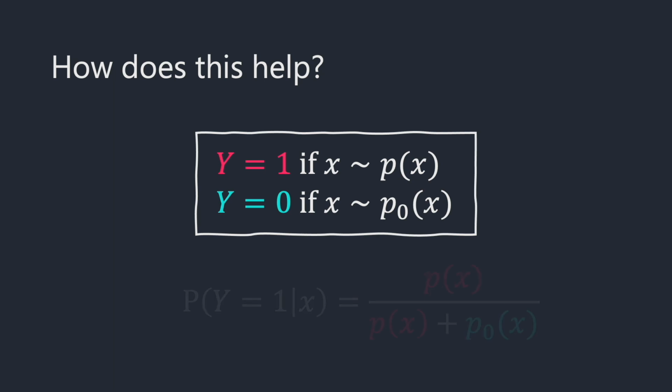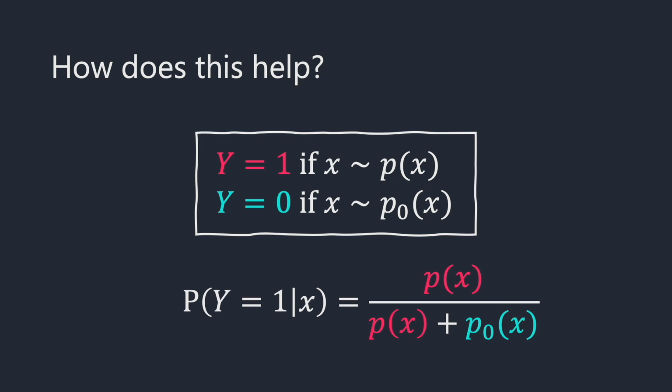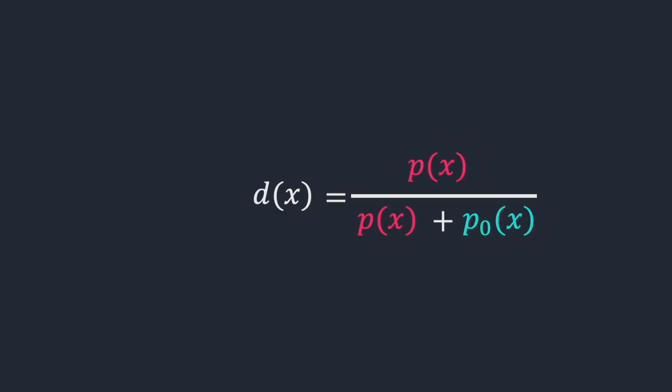Applying Bayes' theorem, we can then compute the probability of classifying a data point x as belonging to the red class as the ratio p of x over p of x plus p0 of x. This classifier, we call it d of x, is the best classifier we can possibly get. We can use this expression, d of x, to find the density p of x in red. Remember, this is a density estimation problem that we want to solve.